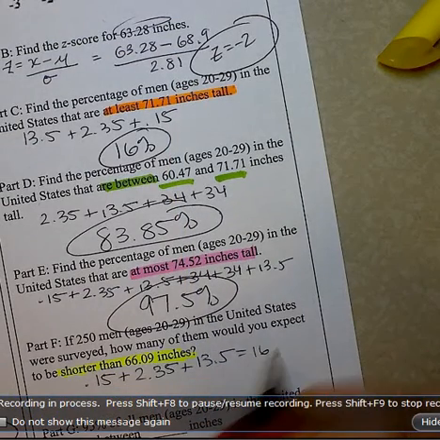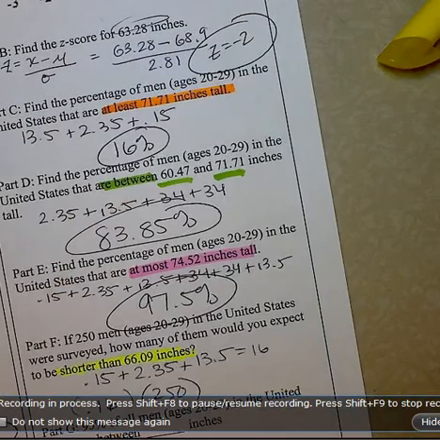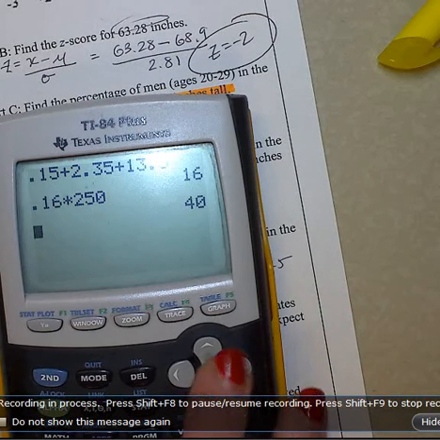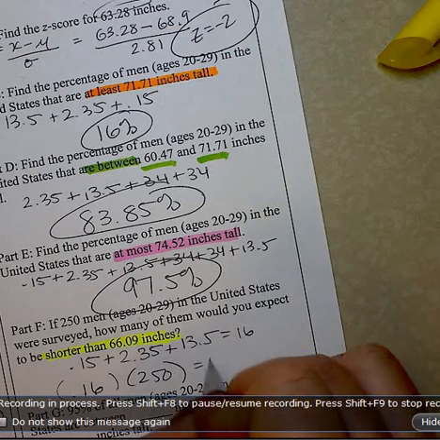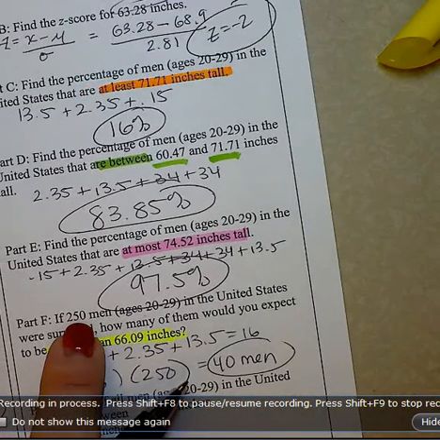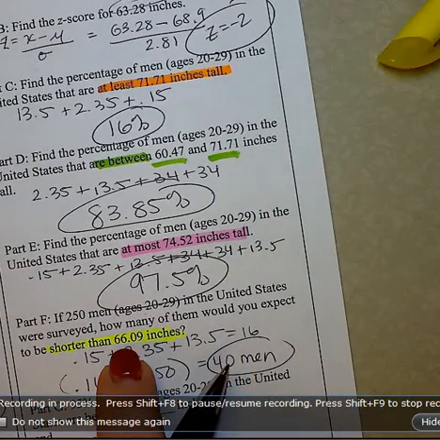Remember, when we're going to actually do this, we turn it back into a decimal. Take it times 250. And we can expect that 40 men out of 250 in this age range in the United States would be shorter than 66.09 inches.